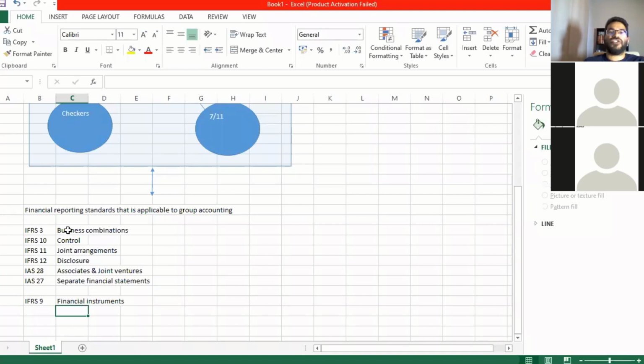It relates to financial instruments. But remember, sometimes we have normal investments, and then we have to apply IFRS 9. Also, IFRS 9 is applied when you work through IAS 27, but more on that when we come to the actual question.